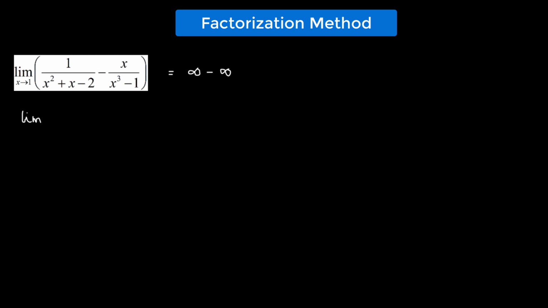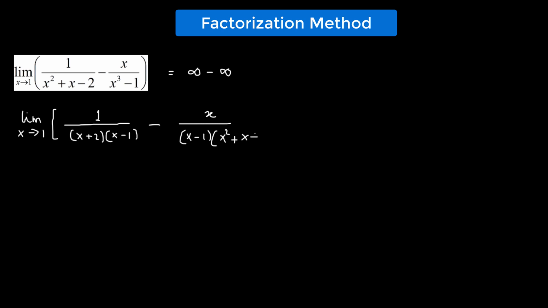For that, first we have to factorize the denominator of the first rational function. So we can factorize by splitting the middle term, and that should give us x plus 2 times x minus 1, minus x divided by x cubed minus 1. So we are going to use the identity a cubed minus b cubed is equal to a minus b times a squared plus ab plus b squared. So we have x minus 1 times x squared plus x plus 1.